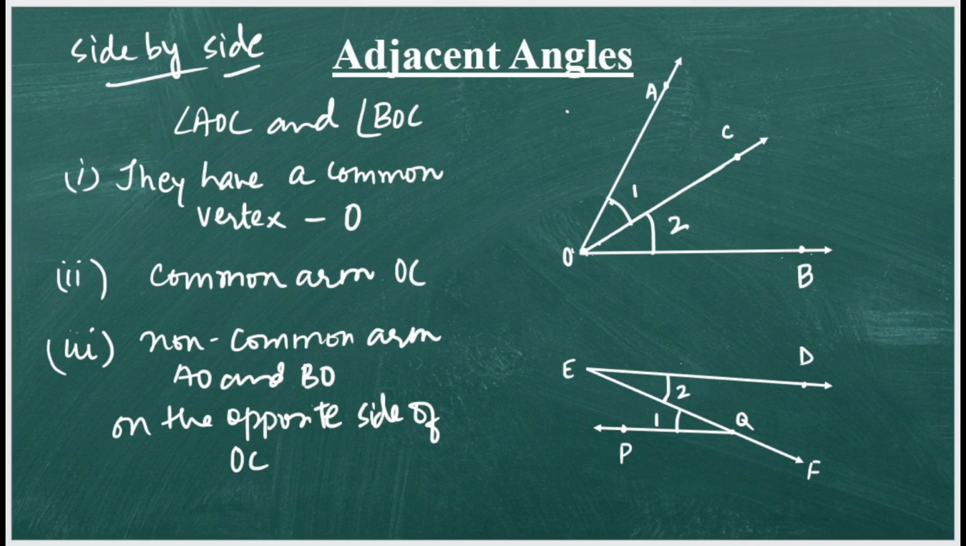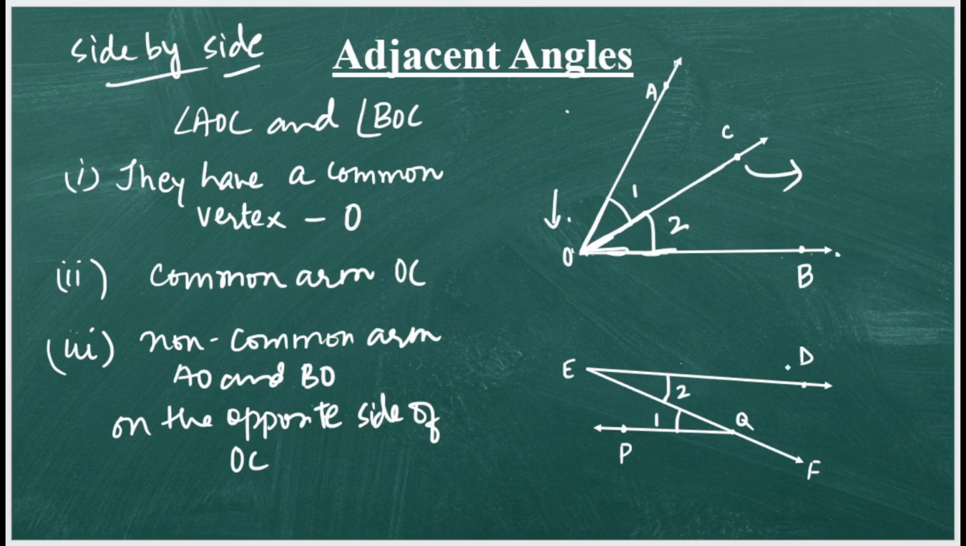Of course, you can see that angle 1 and angle 2 are coming right next to each other. This is angle 1 and this is angle 2. They're exactly side by side. So the conditions are they should have a common vertex, a common arm, and the non-common arms should be on either side of the common arm.